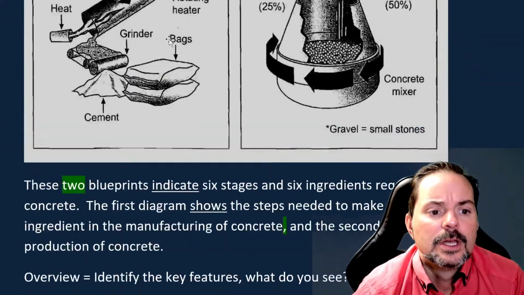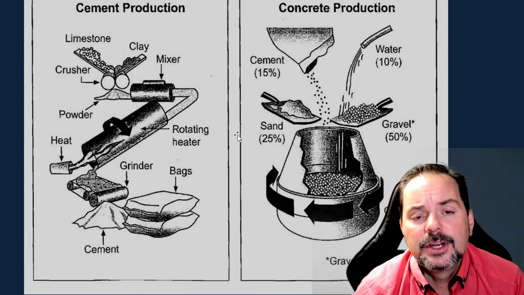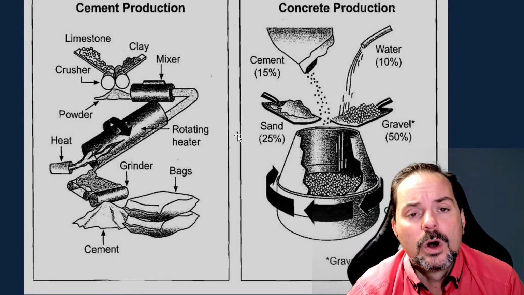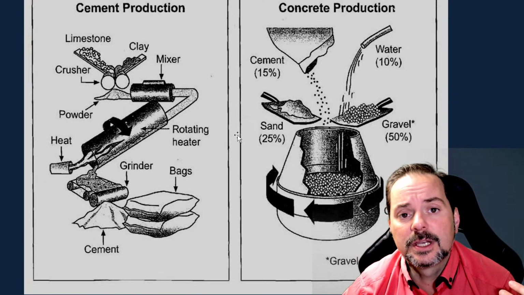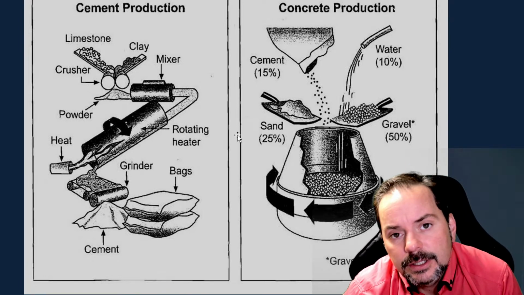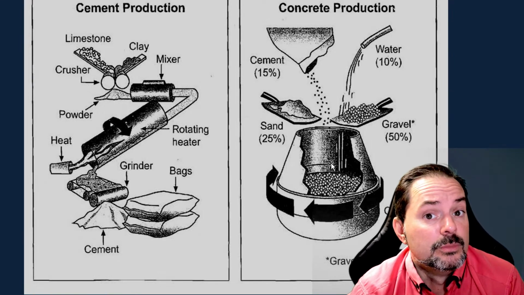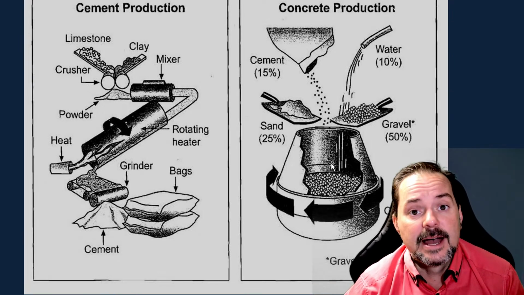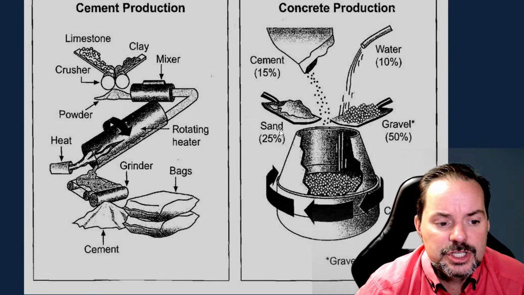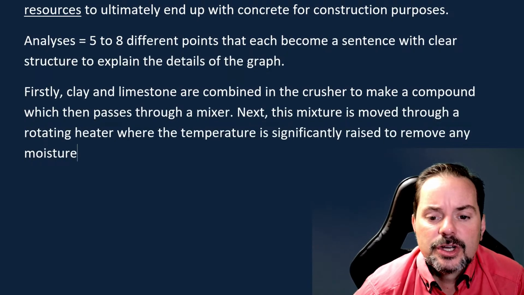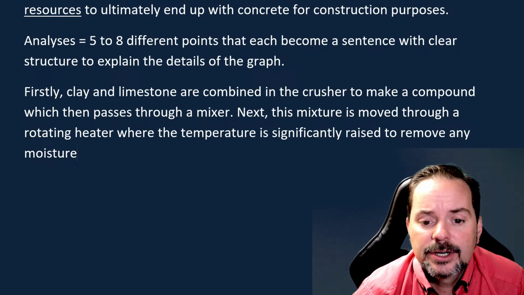Okay, so it's going through the heater obviously to remove moisture, right? That's one of the reasons we can infer that, because that's usually what happens when we heat up any kind of mixture, we remove moisture. So the water evaporates from the mixture. Okay. So next, this mixture is moved through a rotating heater.